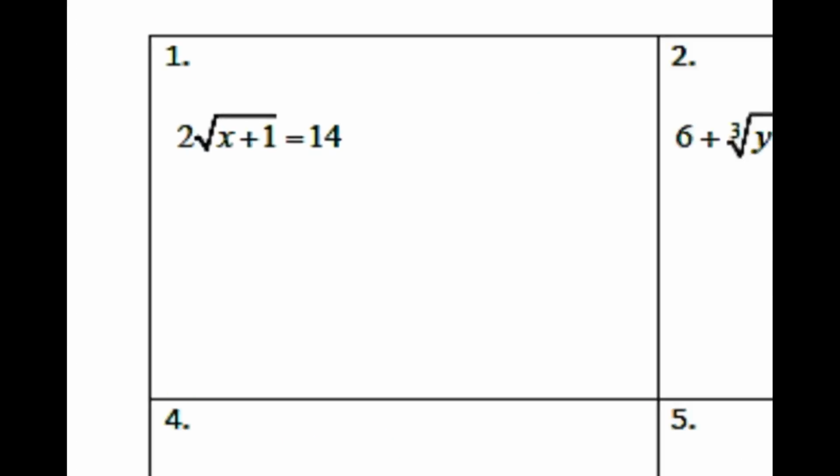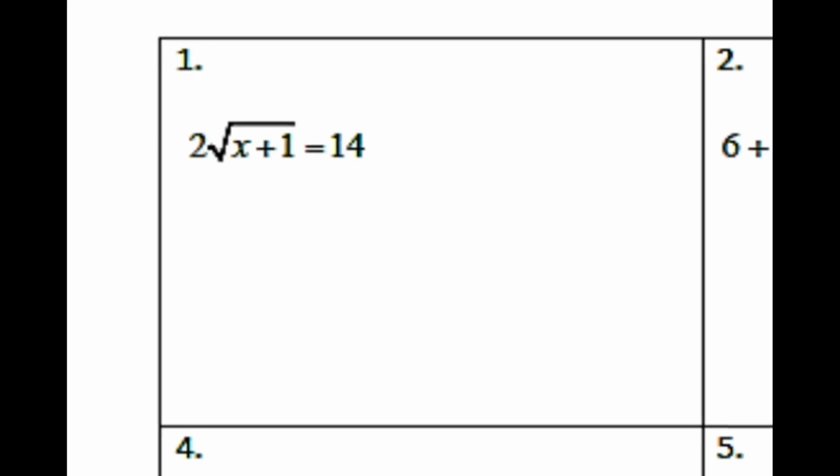All right, so you have this paper out. I'm just going to start solving these. All right.